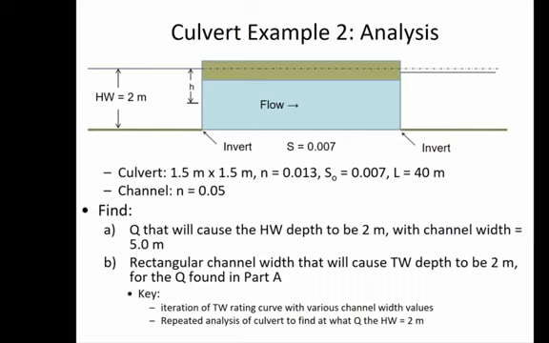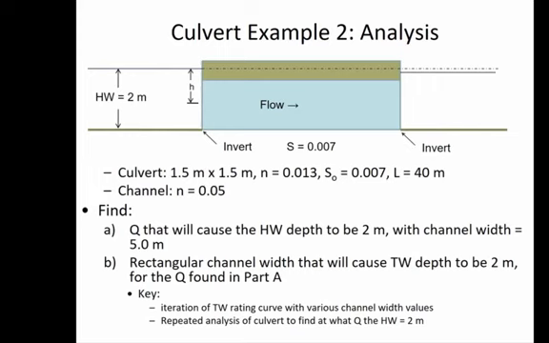Now if you think about what HY8 is going to be asking you for, it asks you for the inlet station and the outlet station. Well, we don't have that defined here, so you sort of have to figure that out on your own. What you could say is the inlet station for the culvert is 0 and the outlet station is 40, because we want to simulate a culvert that's 40 meters long.